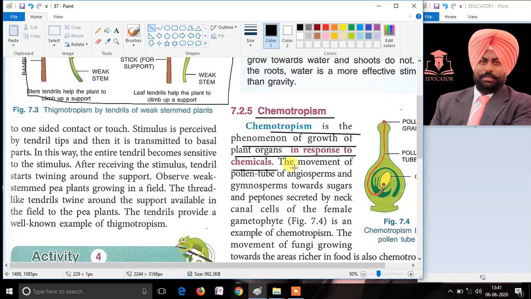In your 9th class, you must have studied the movement of the pollen grain during fertilization in the stigma. The movement of the pollen tube of the angiosperms and gymnosperms towards the sugars and the peptones which are secreted by the neck canals of the female gametophyte helps in chemotropism. You can say that this is also an example of chemotropism, because the movement of pollen tubes is towards some chemicals, and the chemicals are sugars and the peptones.